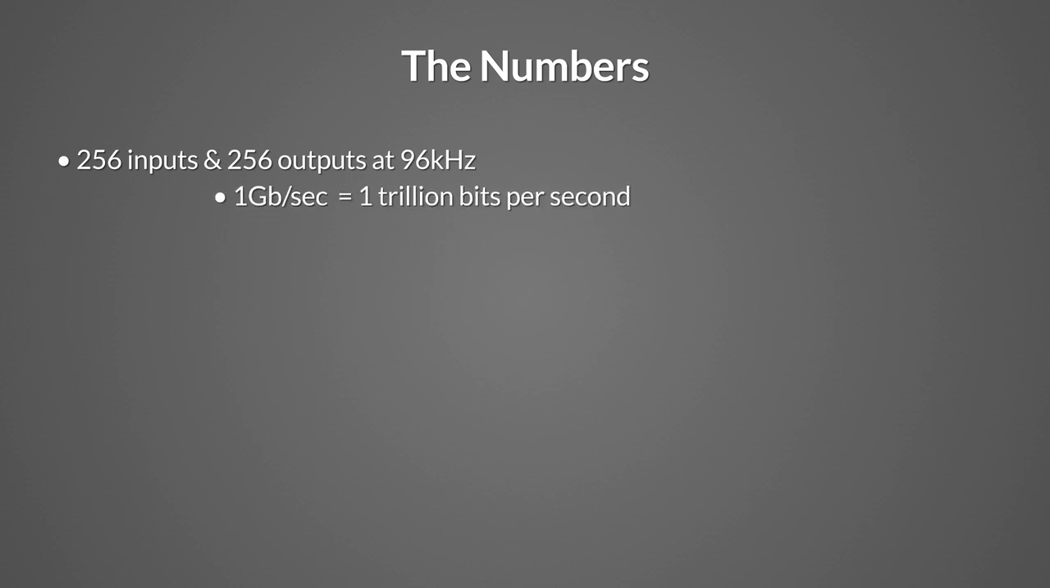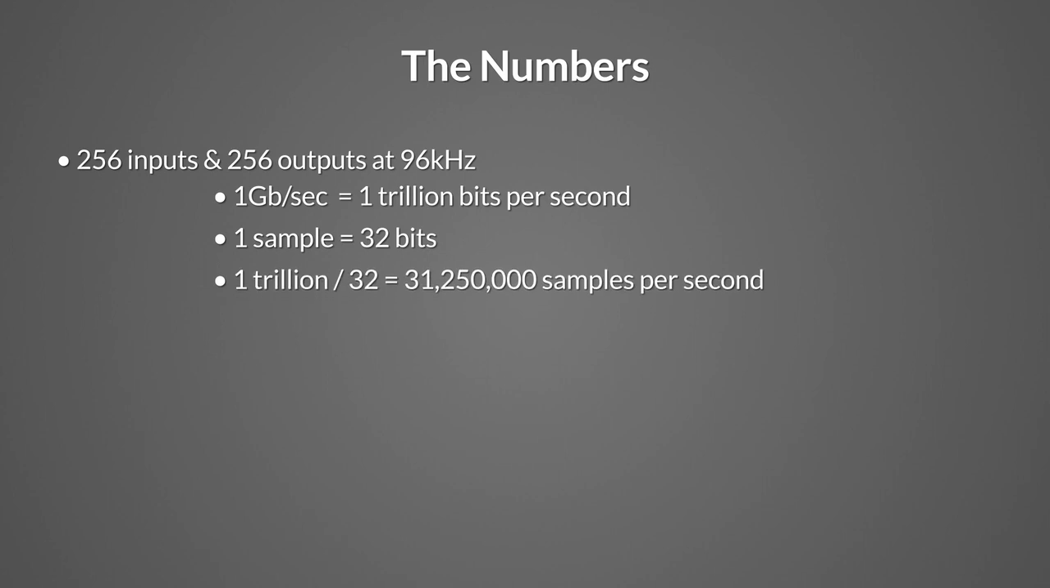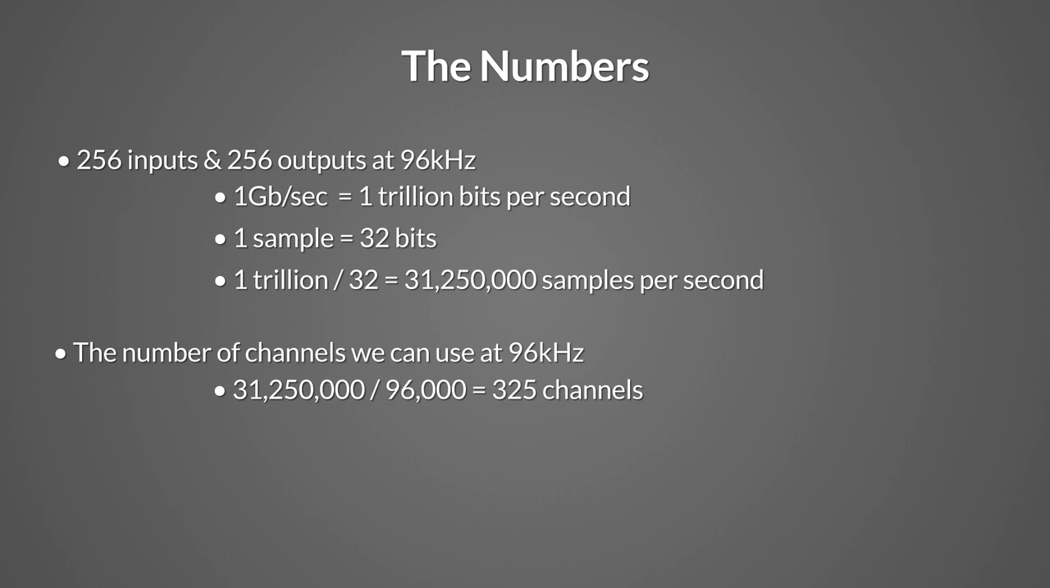1 gigabit per second equals 1 trillion bits per second. SoundGrid sees one sample of audio as 32 bits. Divide 1 trillion by 32 and you get 31,250,000 samples per second. To know how many channels we can use, take the number of samples and divide it by the sample rate. For 96K, you can technically fit 325 channels. SoundGrid allows 256 channels, since we reserve the rest of the space for data packets. If you are using 44 or 48K, you have a maximum of 512 channels.